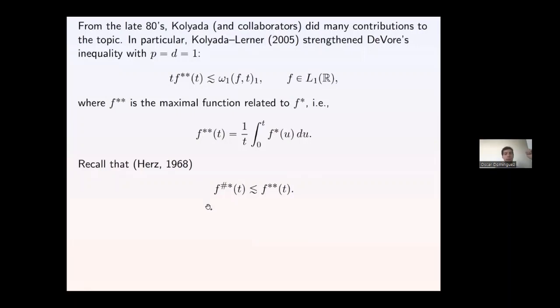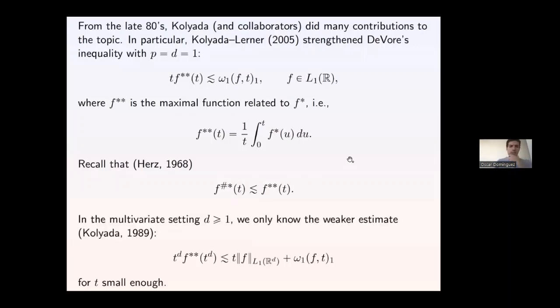And note that this maximal function is larger than the sharp maximal function. And this is an immediate consequence of the Hertz estimate. But this result is again in the univariate setting.